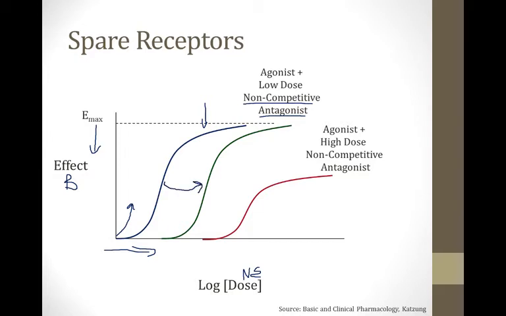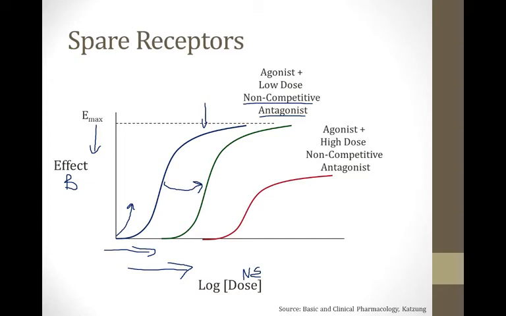And the reason this happens, we think, is because there are spare receptors which get activated in the presence of the non-competitive antagonist, and they take over the job that those permanently blocked receptors cannot do. So the system behaves normally, it's just shifted to the right. It takes a higher dose of norepinephrine to achieve the normal curve.